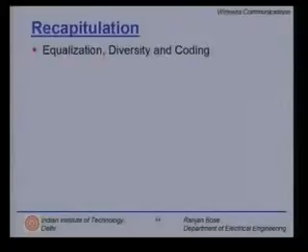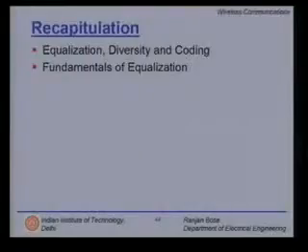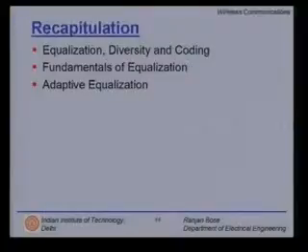Let's recap what we have learnt so far. In the previous lecture, we saw that the channel impairments because of multipath and hostile mobile environments can be overcome using one of the three techniques: equalization, diversity, and error control coding. However, we can use them individually or in tandem. Then we looked at the basic fundamentals of equalization, followed by a brief structural investigation of the adaptive equalization technique.